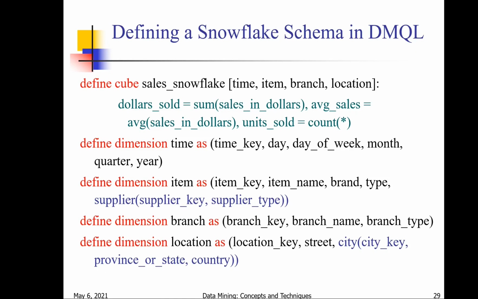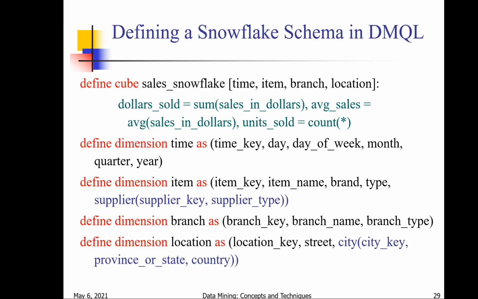Here the difference is we can see. So for the item dimension in snowflake schema, we divide item into two tables, item table and supplier table. So like that, here we can represent the item dimension with all the attributes. In the attributes list itself, we will represent the other dimension table name, supplier. So then it is treated as an item table dimension within another dimension table.